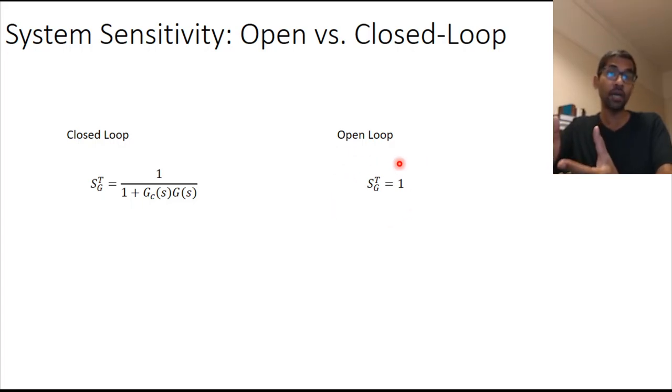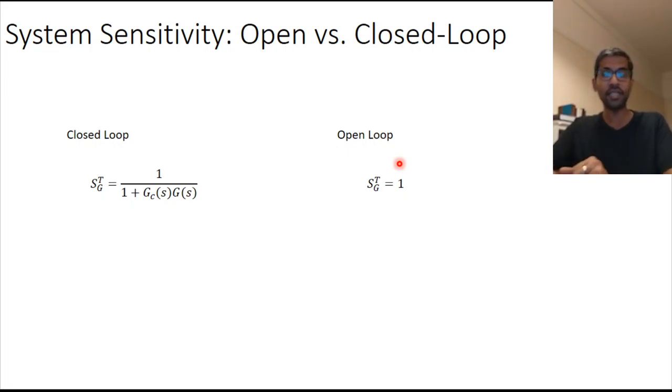So one of the advantages of a closed loop control system is that the error or the output does not depend so much on the parameters that you're using in the transfer function. Okay, it becomes invariant of the transfer function.